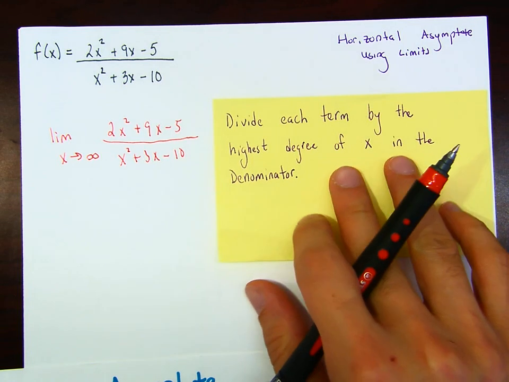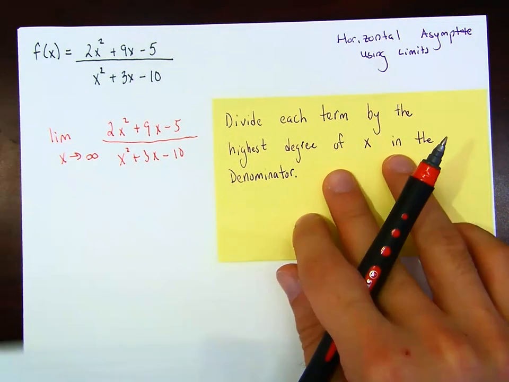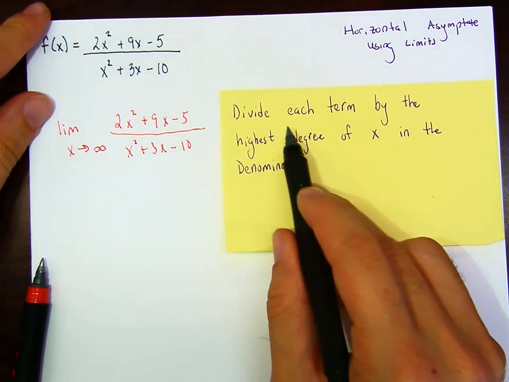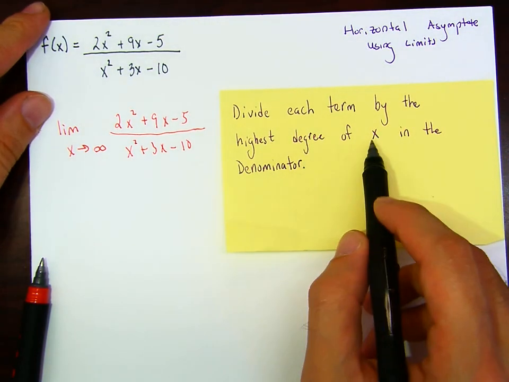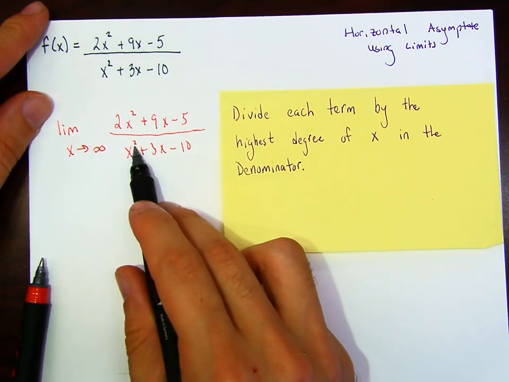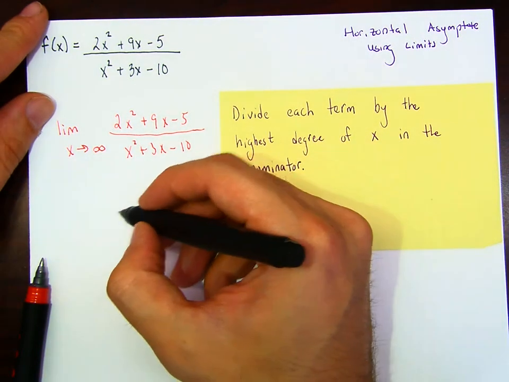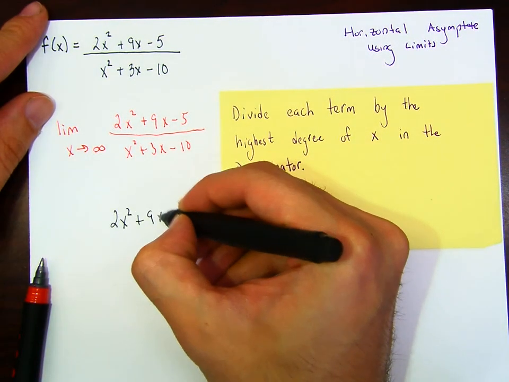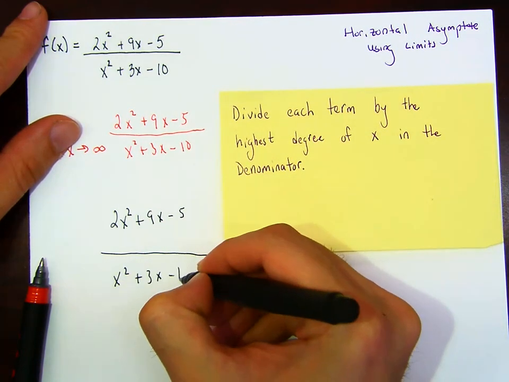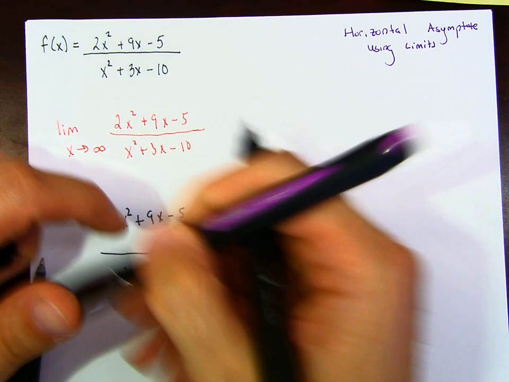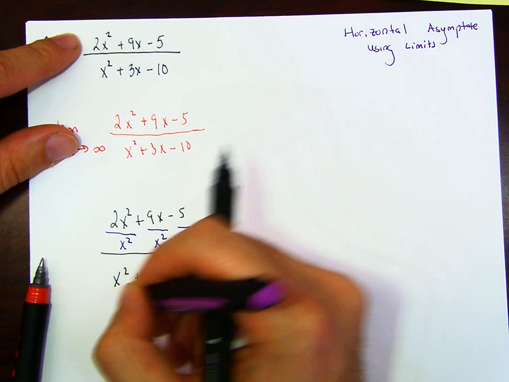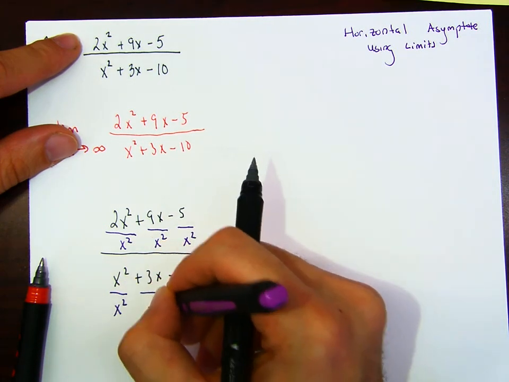Okay, so what I want you to do is take a second and write that out, and we'll go back to it. So what does that mean? If I divide each term by the highest degree of x in the denominator, what is the highest degree of x in the denominator? The degree is 2. So what I'm going to do is take this 2x squared plus 9x minus 5 all over x squared plus 3x minus 10, and divide each of them by x squared.